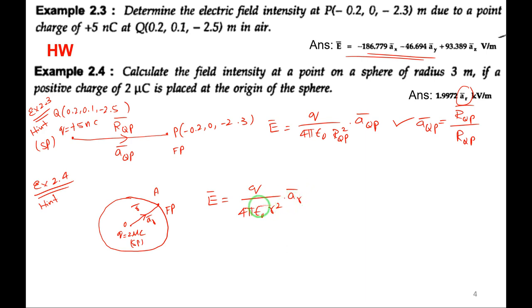It is in the spherical coordinate system they ask, so don't substitute anything for a_r. Substitute for r, which is 3 square, and Q you know. Substitute and you will get the answer: 1.9972 a_r kilovolt per meter. Kilo means 10 power 3. This is the answer you are going to get. I hope you will do it.